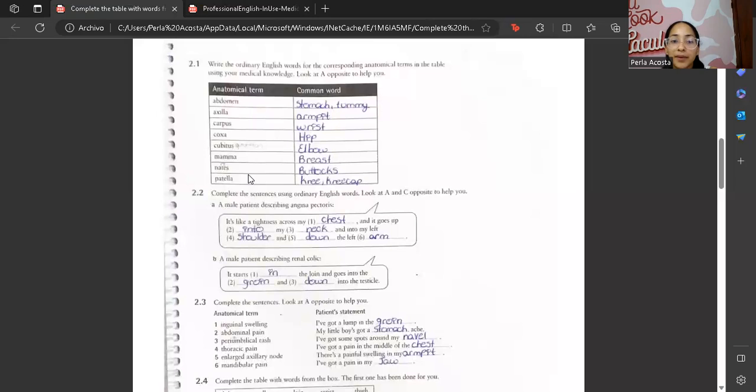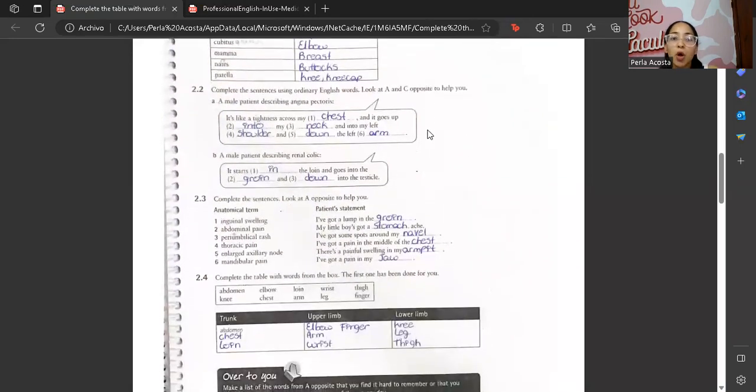Axilla, armpit. Carpus, breast. Coxa, hip. Cubitus, elbow. Mama, breast. Nates, buttocks, and patella is knee or kneecap. 2.2. Complete the sentences using ordinary English words. Look at A and see opposite to help you.